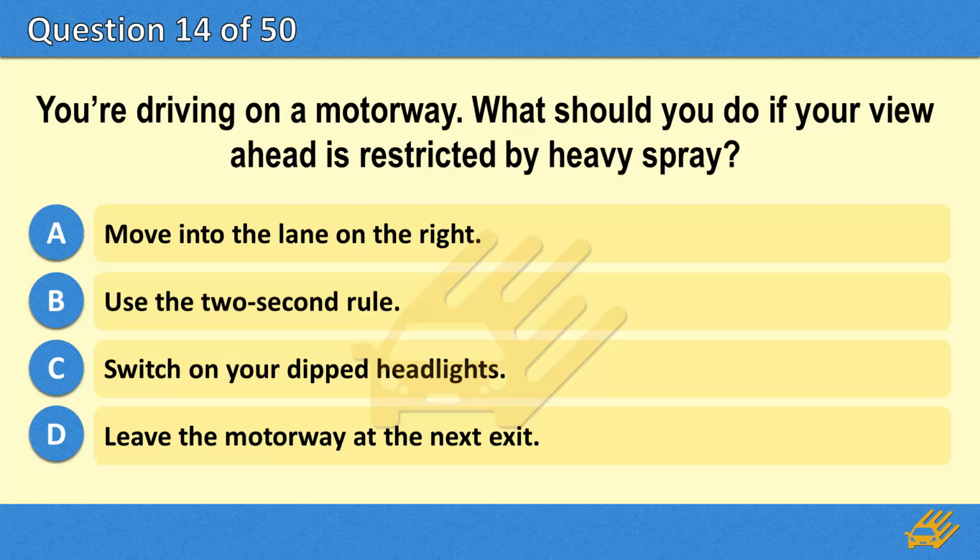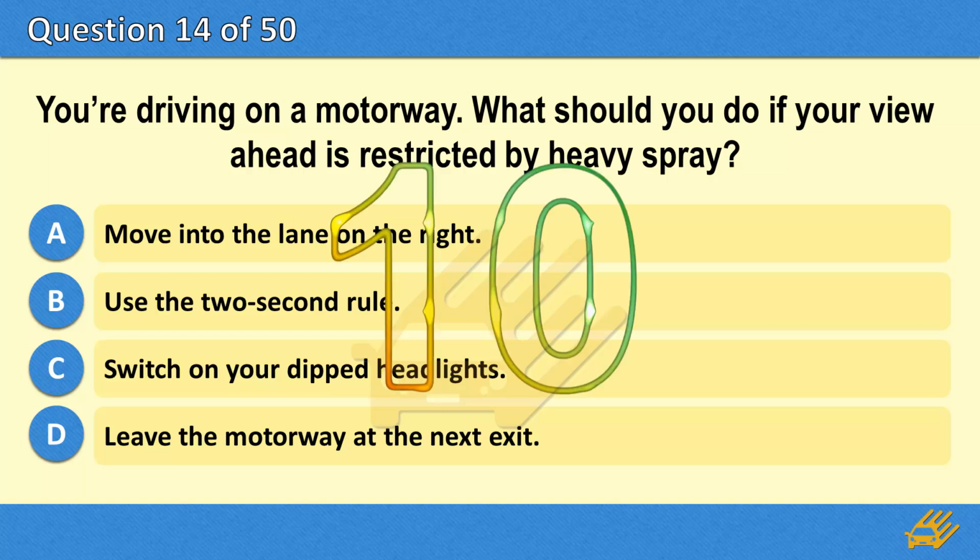You're driving on a motorway. What should you do if your view ahead is restricted by heavy spray? A. Move into the lane on the right. B. Use the 2-second rule. C. Switch on your dipped headlights. D. Leave the motorway at the next exit.